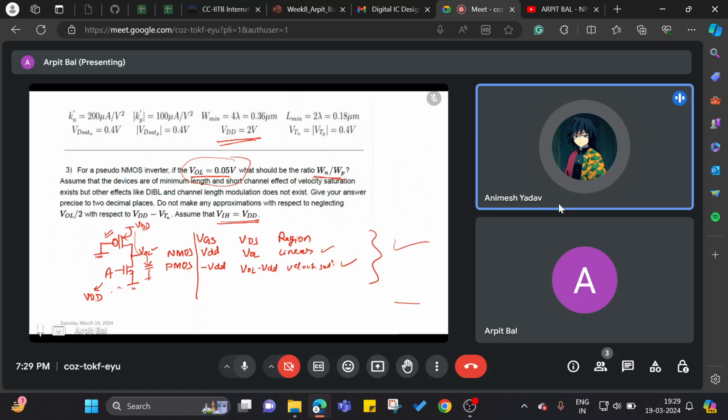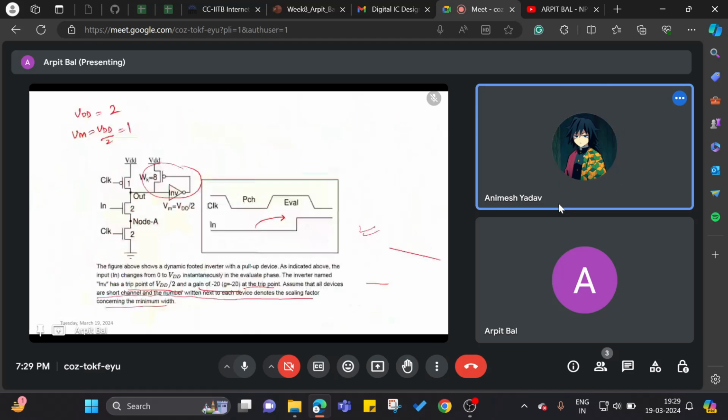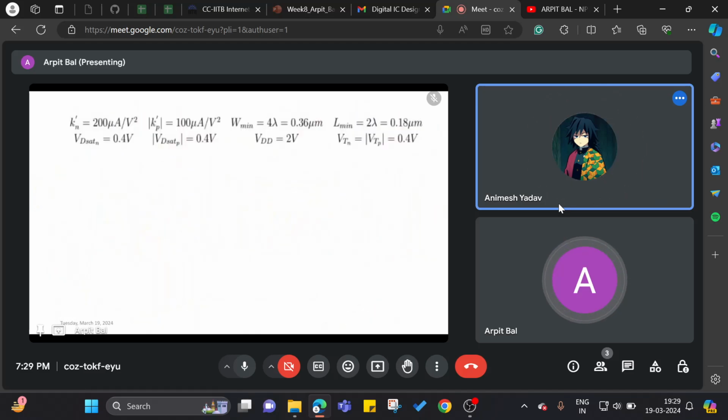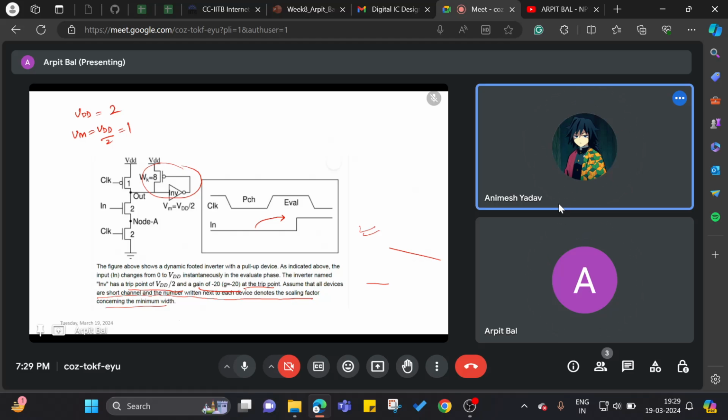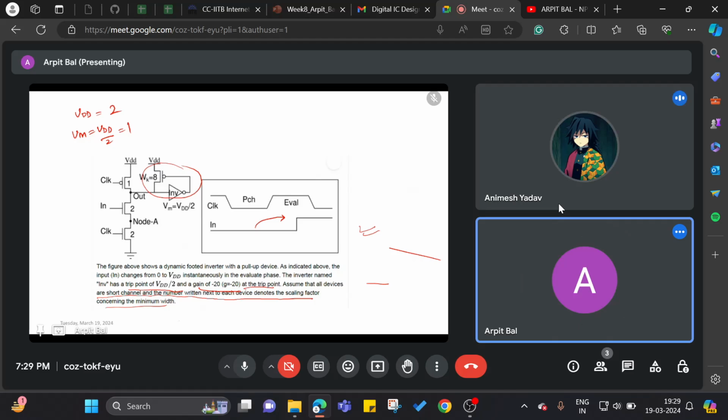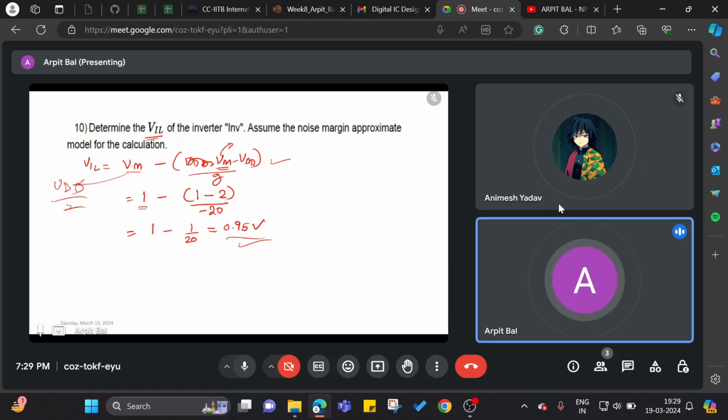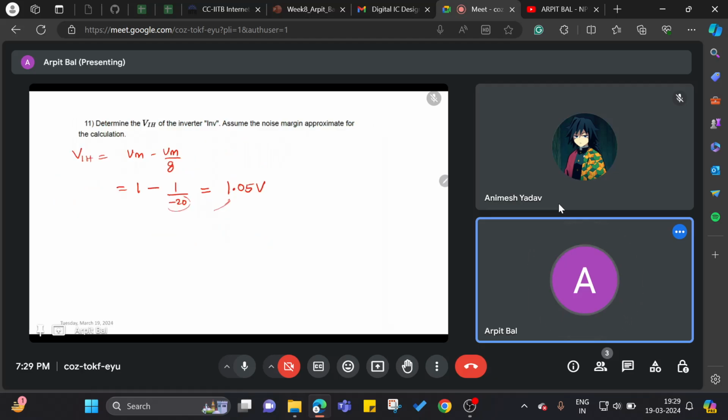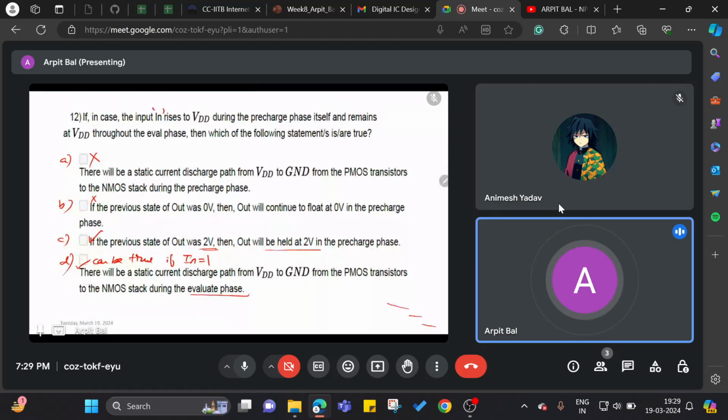Can you give me an idea about questions 10, 11 and 12, the figure and diagram? This one? Yes, sir. So what we need to find out is the VIL and VIH. This is something that was done in week 5, I guess. So there you can directly put the values and get the VIL and VIH for 10 and 11. In 12 we were asked to figure out whether these statements that are mentioned here are correct or not.